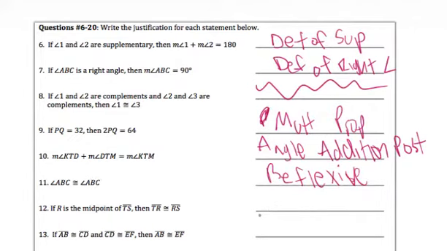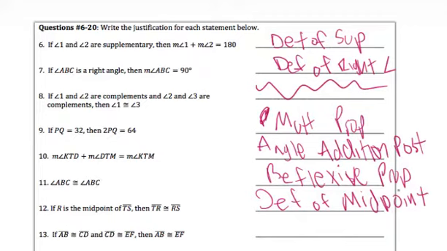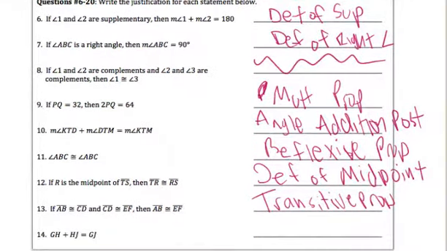That's a V. Property. R is the midpoint of TS, and TR equals TS. That's the definition of a midpoint. AB equals CD, CD equals EF, then AB equals EF. That is going to be transitive. And last one here is segment addition.